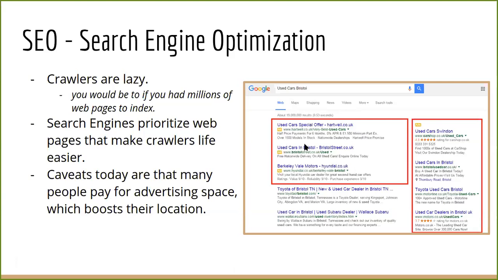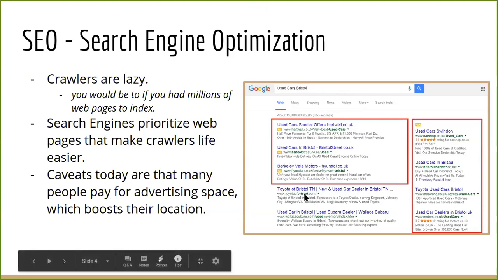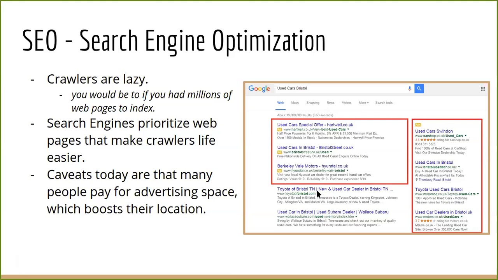And one of the caveats nowadays is that there's ad space that people pay for. This bypasses these optimizations for a while you're paying for ads. You'll show up at the top, like these red highlights. If someone searched used cars in Bristol, this one down here that says Toyota of Bristol is the top SEO search result, so it's the most optimized. So it's showing up at the top. But then there's ads that are taking its place for the moment.